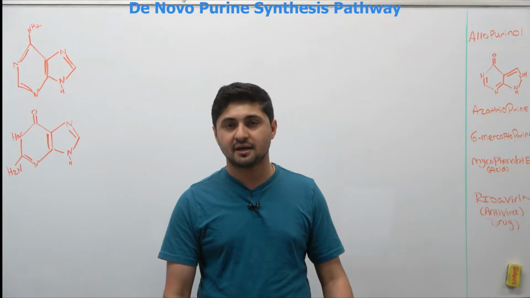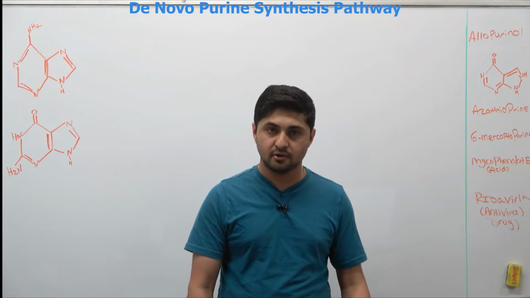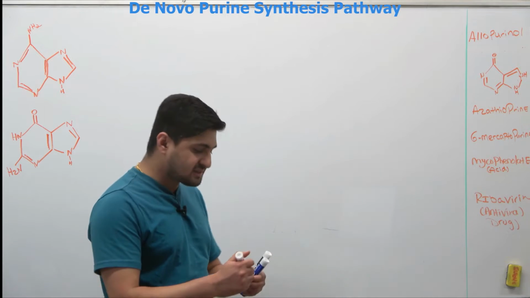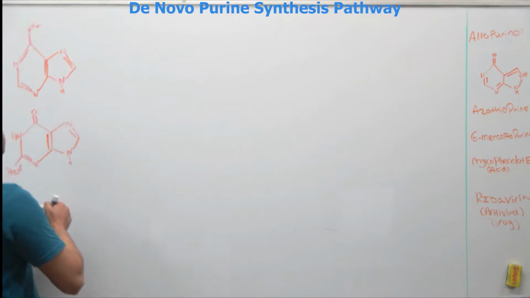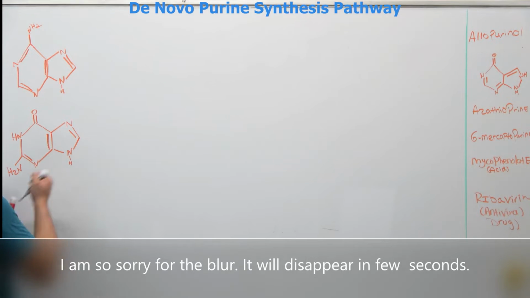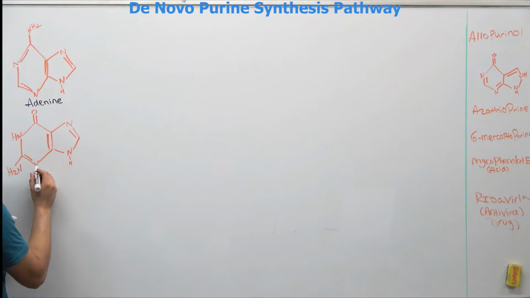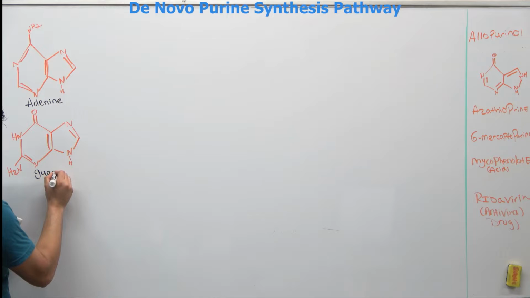So today we'll be discussing the biosynthesis of purines. Whenever we say purines, what are we talking about? We're basically talking about two compounds, and that is, let me write down here, adenine. This is adenine. And the other structure is guanine. This is what we're talking about.